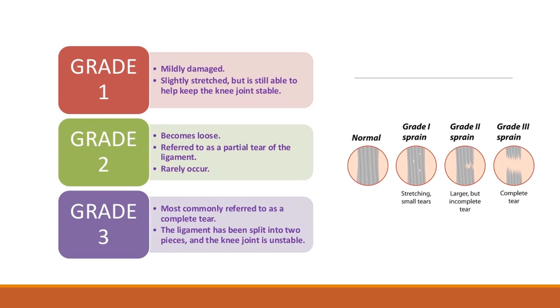This will cause pain to the patient, but it won't affect the stability and the function of the ligament itself. In a grade 2, there's a partial, incomplete, torn ligament. This might affect the function of the ligament and cause the patient continuous pain. In grade 3, there's a complete tear of the ligament, causing a complete instability and dysfunction of the ligament.